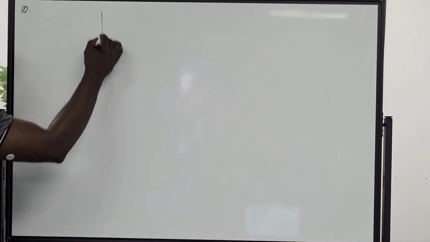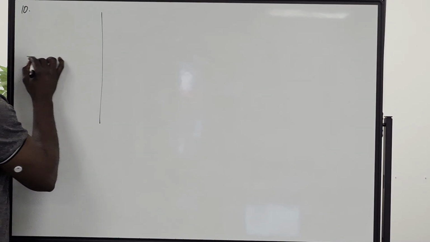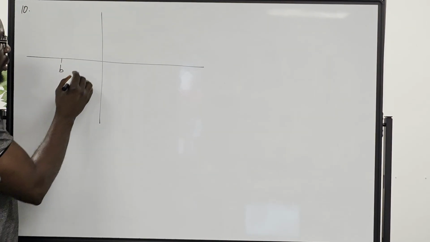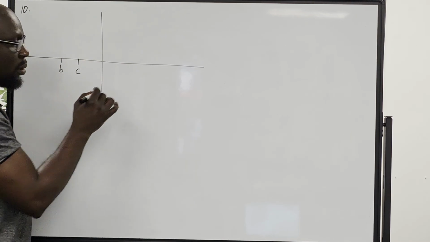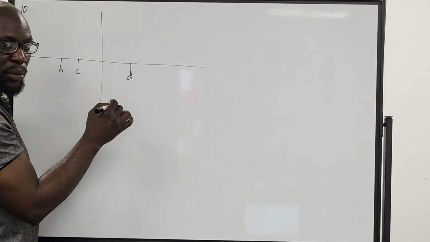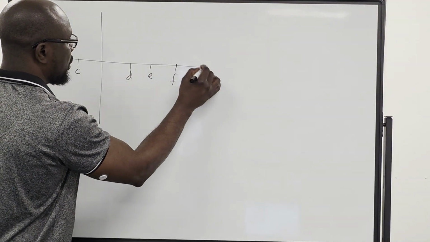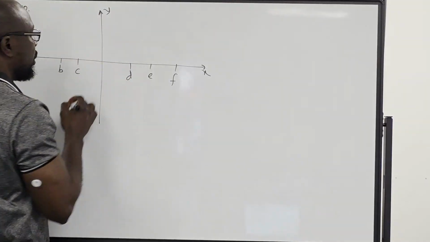Question 10 says the polynomial function graphed in the given standard xy coordinate plane is an increasing function, meaning it is going up from left to right, throughout one of the following intervals. It gave us a graph like this, and it gave us B, C, D, E, and F. This is the X, and this is the Y coordinate plane.